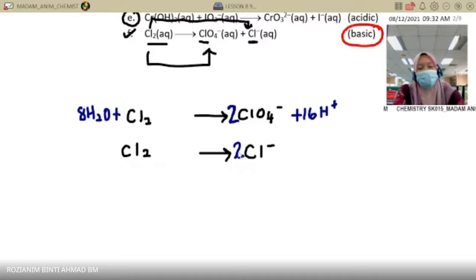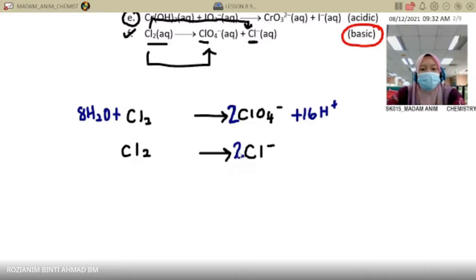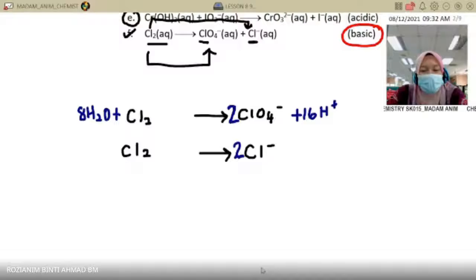Tanish, nak buat apa lepas ni Tanish? Tanish, lepas ni nak buat apa Tanish? Tolong saya. Yeah, madam. Okay, after we balance the atom, what should you do next? Balance the charge. Good. Balance the charge by addition the electron.